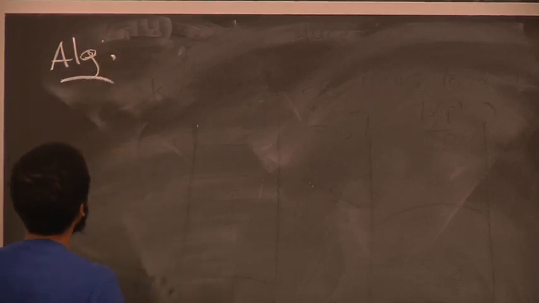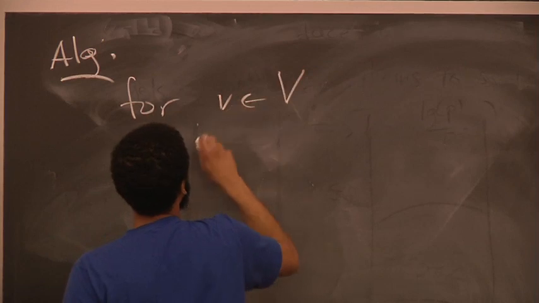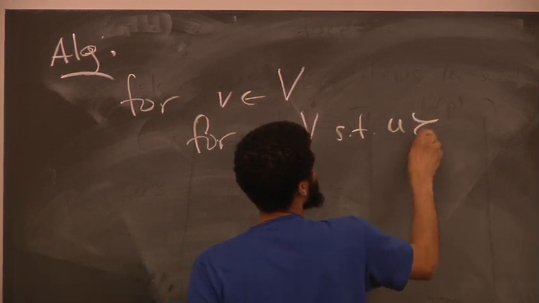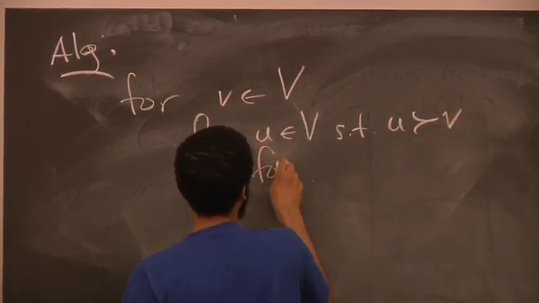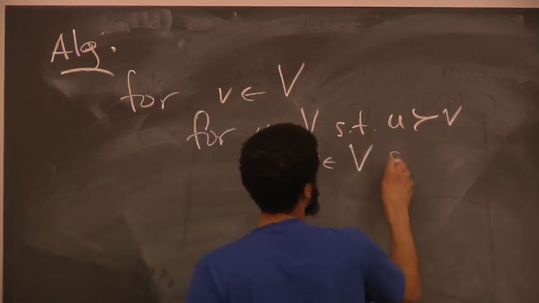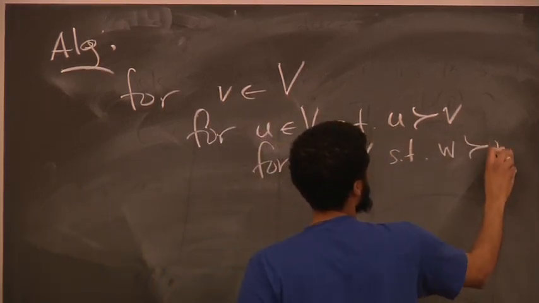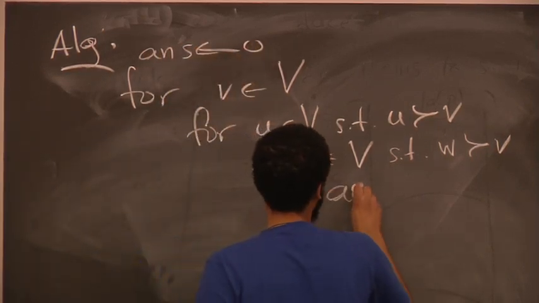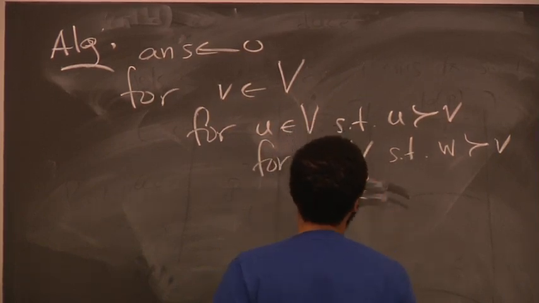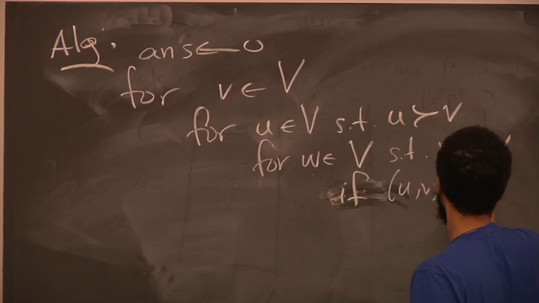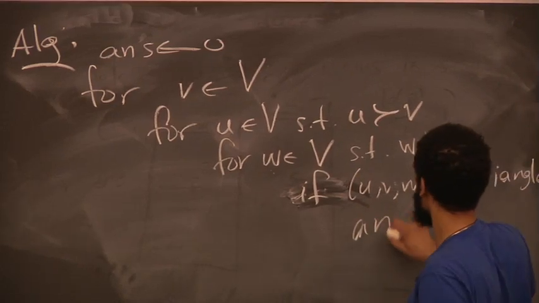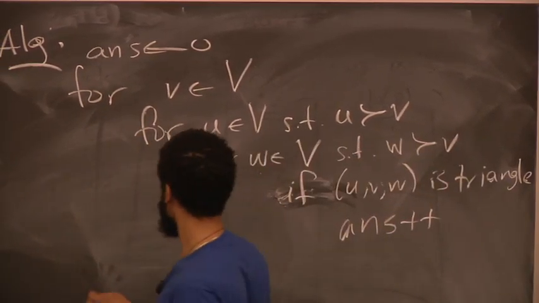So the algorithm looks something like this. For v in the vertex set, for u in the vertex set such that u is bigger in this order than v, and then also for w in the vertex set such that w is also bigger than v. Let's say answer is initially 0. Answer, if UVW is a triangle, if all those 3 edges exist, then the answer gets incremented, and then return the answer.